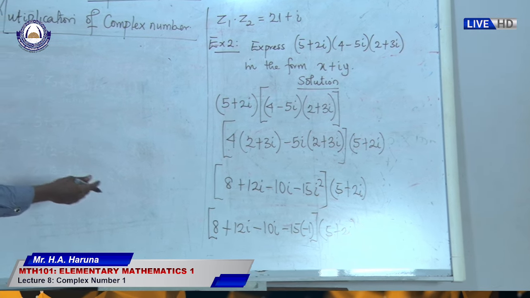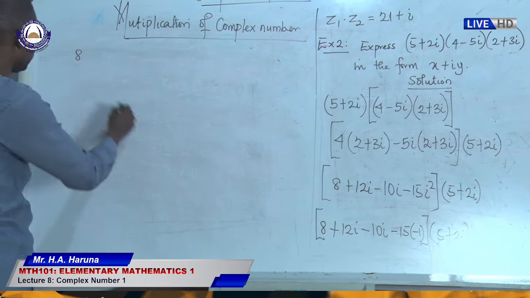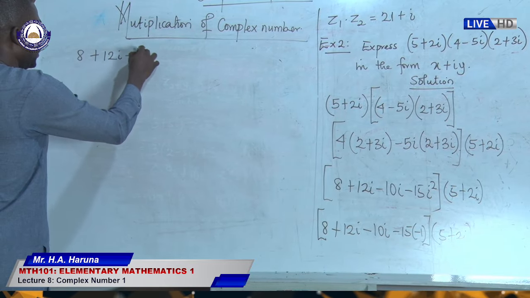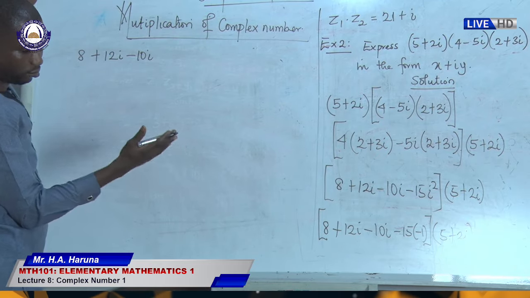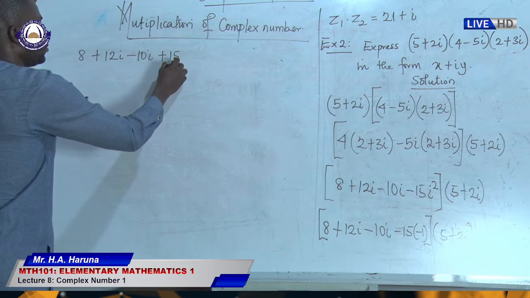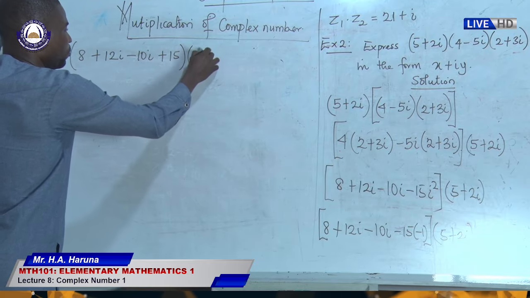So therefore, now let's proceed by saying 8. We want to continue from that place. Plus 12i minus 10i. Okay. Minus 15 minus 1 is plus 15. So you have plus 15. Close the bracket. Then the last part, which is 5 plus 2i.